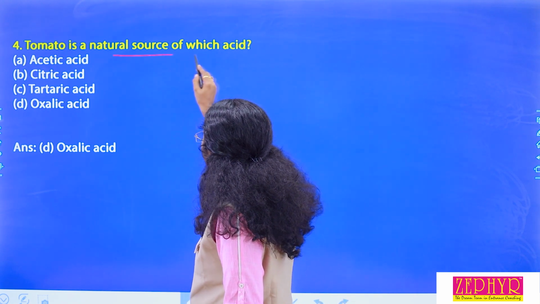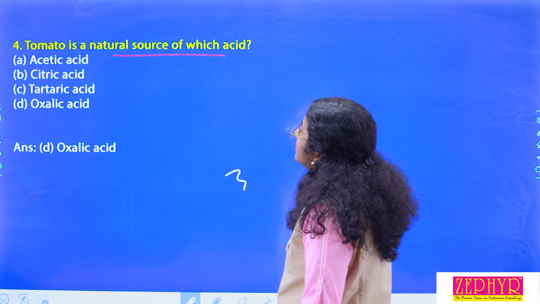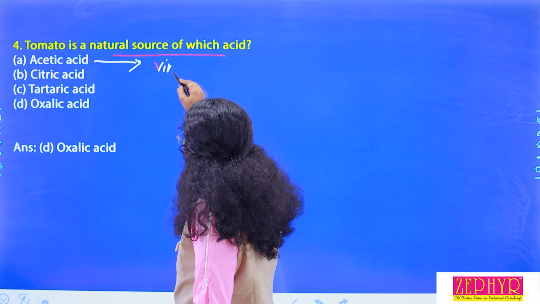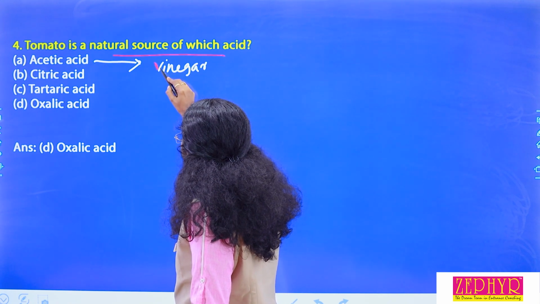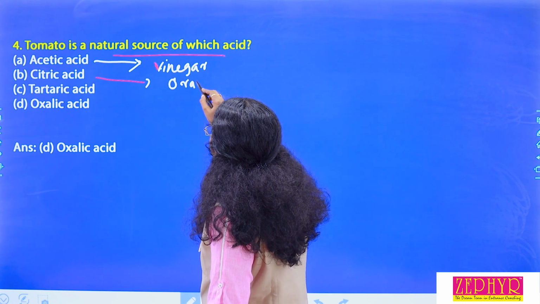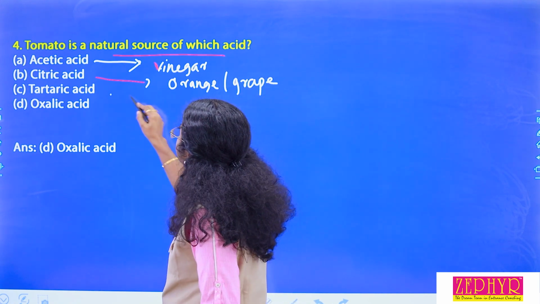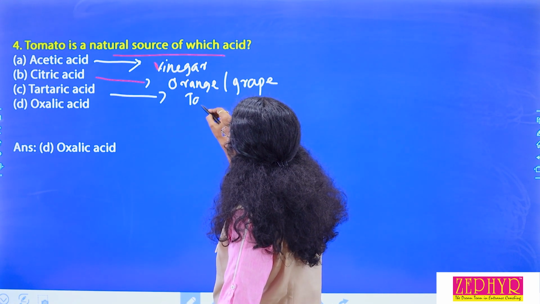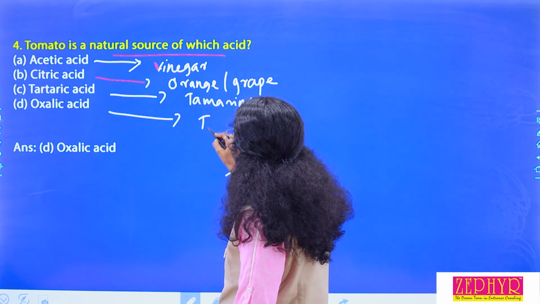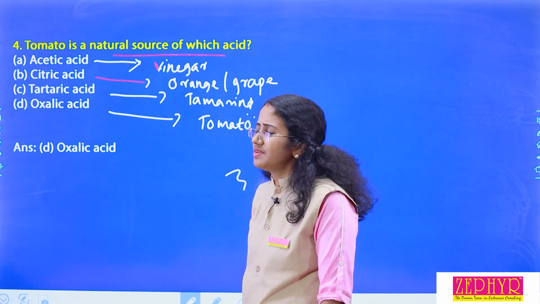Tomato is a natural source of which acid? Acetic acid. Vinegar contains acetic acid. Then citric acid. Orange or grape contain citric acid. Then tartaric acid. Tamarind contains tartaric acid. Then tomato. Tomato contains oxalic acid. That is an organic acid, a weak acid.